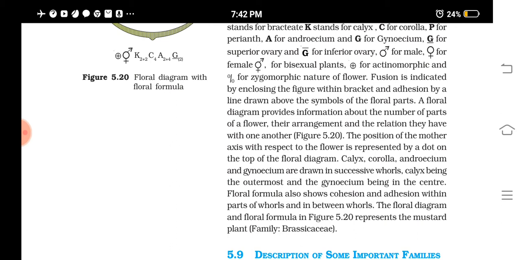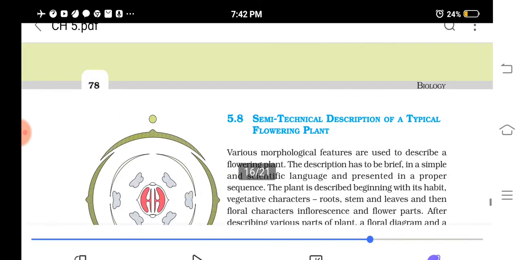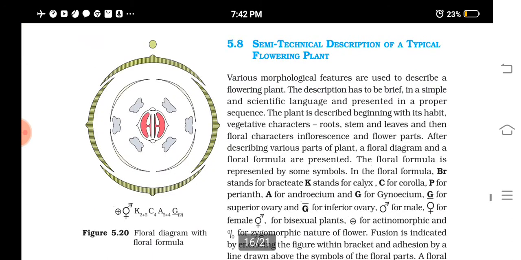It is the graphical representation of various whorls of a flower, like calyx, corolla, androecium and gynoecium, drawn in successive whorls. Calyx will be in the outermost circle, and gynoecium will be in the center. You can see here one floral diagram, and this dot on the top is showing the mother axis, meaning the side of the flower that is near to the stem. So that is the mother axis.